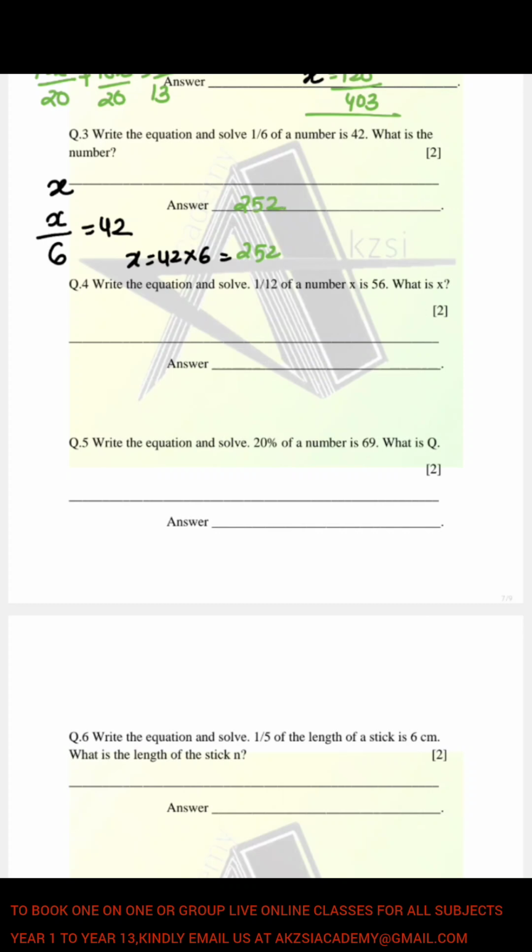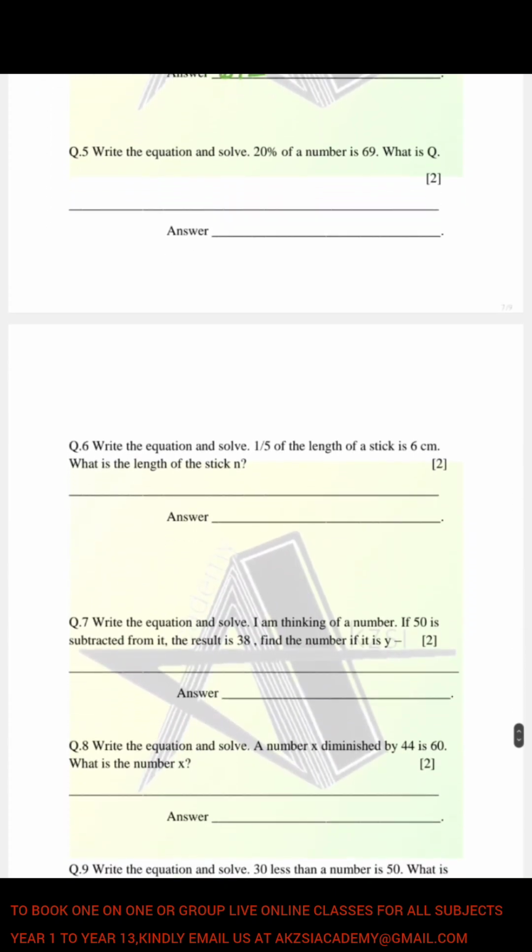The next, write the equation and solve: 1/12 of a number is 56. Again, it's quite the same. That means there is a number, and the 12th of that number, that is x divided by 12, is 56. They have already mentioned the number is x, and 1/12 of it is 56. So dividing both the sides by 12, I will get 56 into 12, which is 672. So the answer is 672, that is the number.